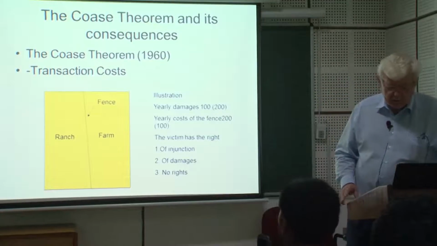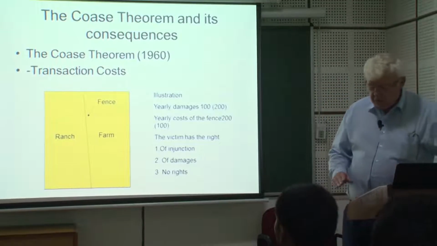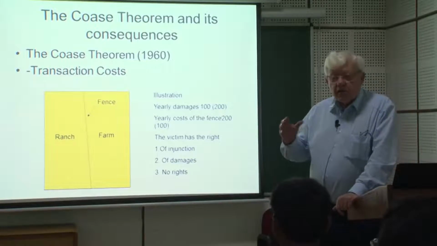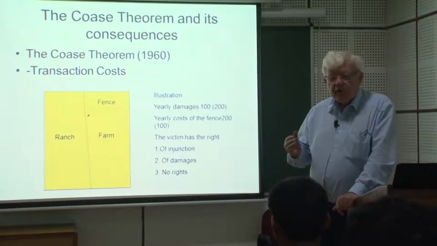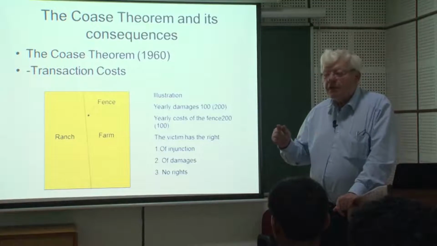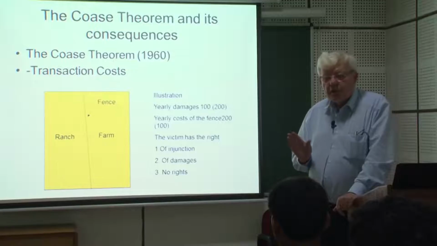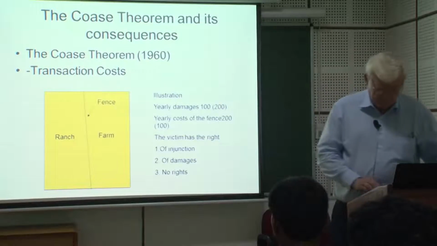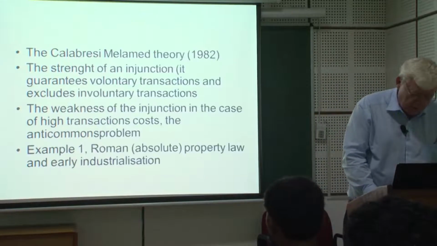I will deal with this later. So whenever transaction costs are high, then the problems become real big problems, and then we have to think about how to allocate the legal norms, so that they are in the position to steer the resources in an efficient way. Okay.